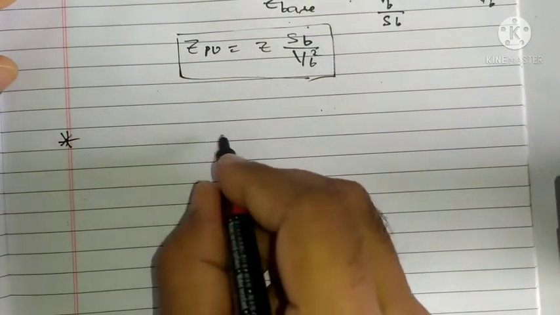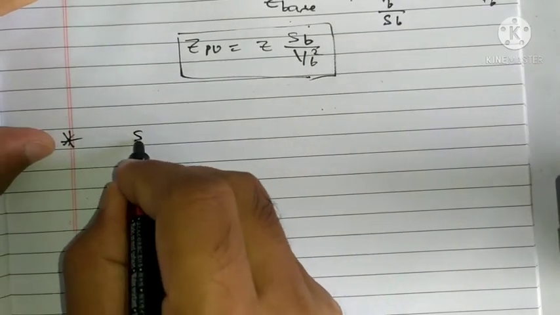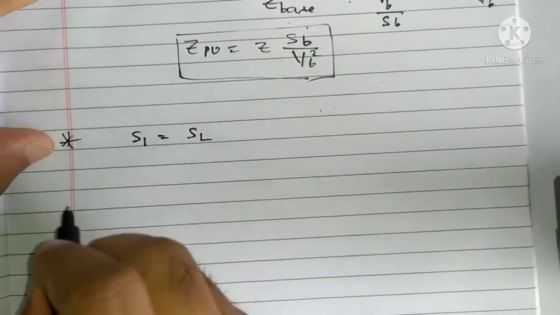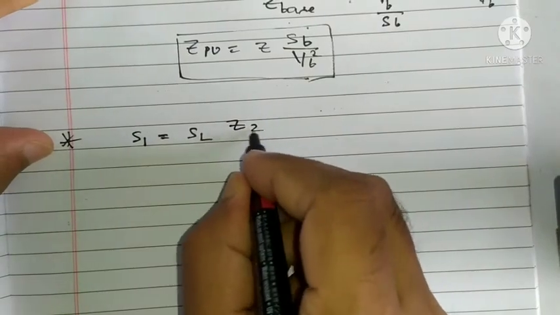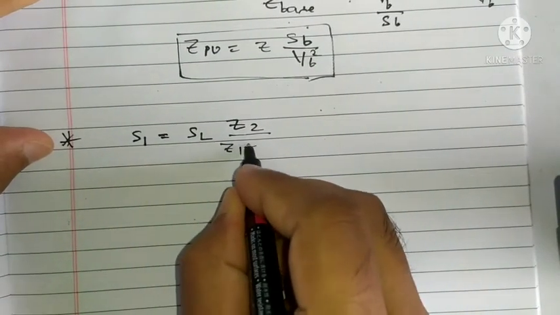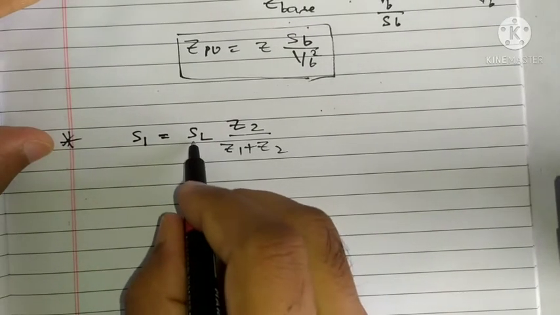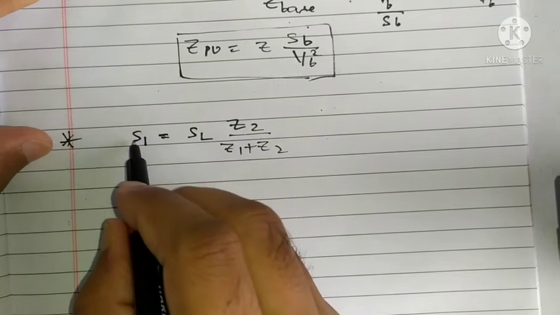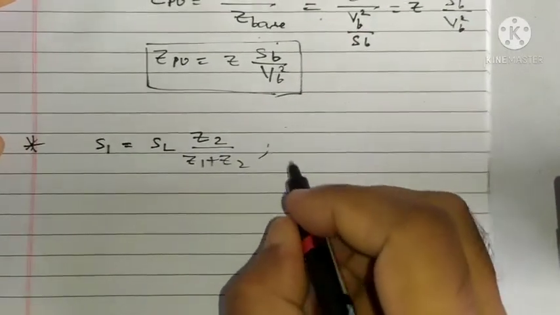If I have two transformers connected in parallel with equal voltage ratio, the load shared by transformer 1 is equal to the load into the impedance of the second transformer divided by the summation of the impedances of both transformers. So this is kVA, this is also kVA, load kVA, and this is kVA of transformer 1.